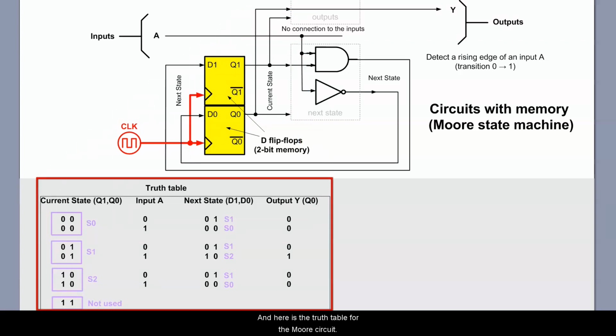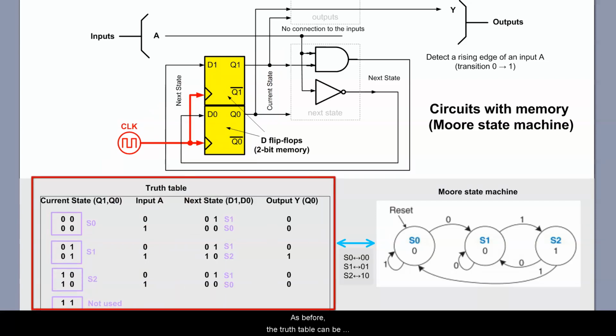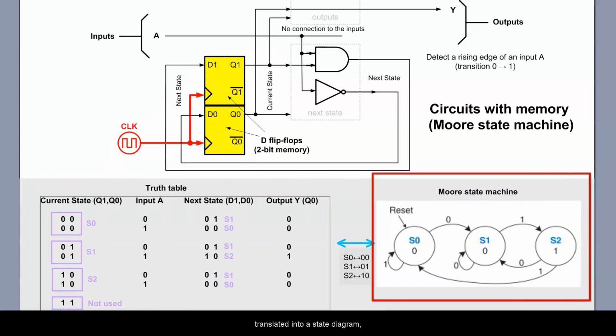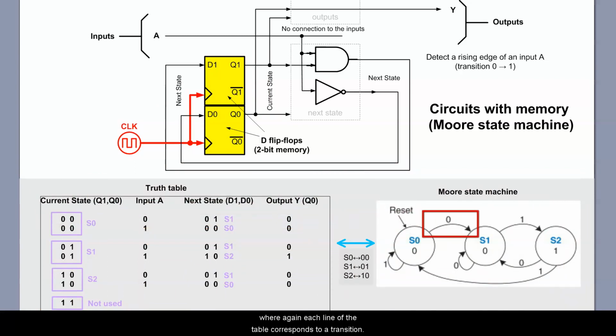And here is the truth table for the Moore circuit. As you can see, the state encoding now requires 2 bits, whereas the 1-1 bit combination is not used. As before, the truth table can be translated into a state diagram, where each line of the table corresponds to a transition. But the Moore state diagram is slightly different in that transitions are labeled only with inputs. Outputs are placed inside the states because outputs depend on the states only.